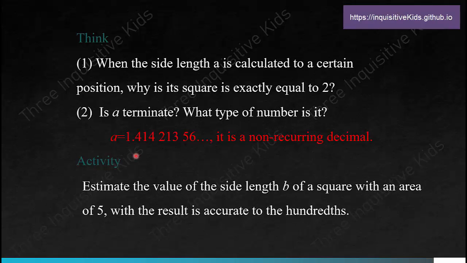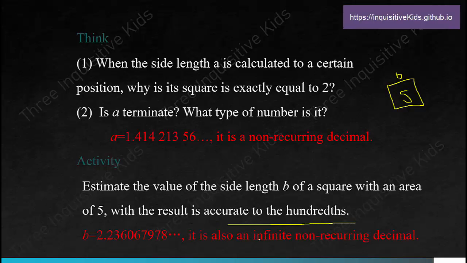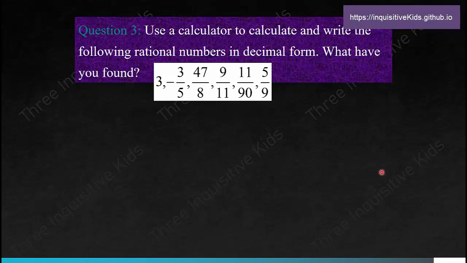Now estimate the side length B of a square with an area of 5. What this is asking you to do is, here is a square. It has an area of 5, and B is one of the side lengths. So what is the side length of B, to the hundredths place? Then B would equal 2.236067978 and keep going forever without any pattern. So it is also an infinite non-recurring decimal.